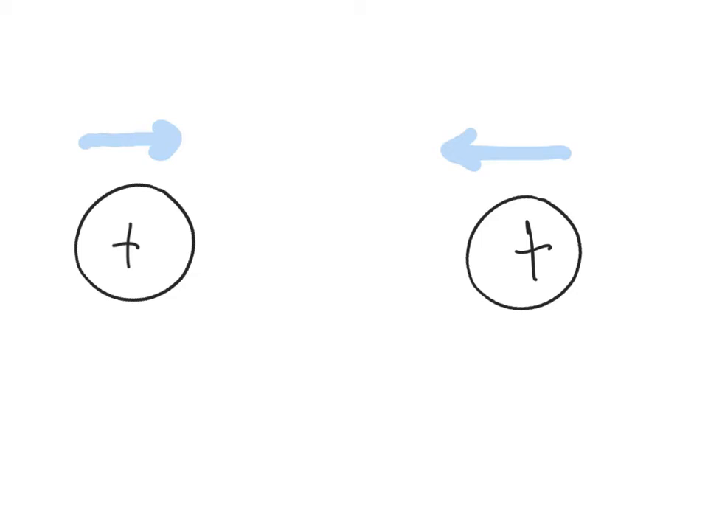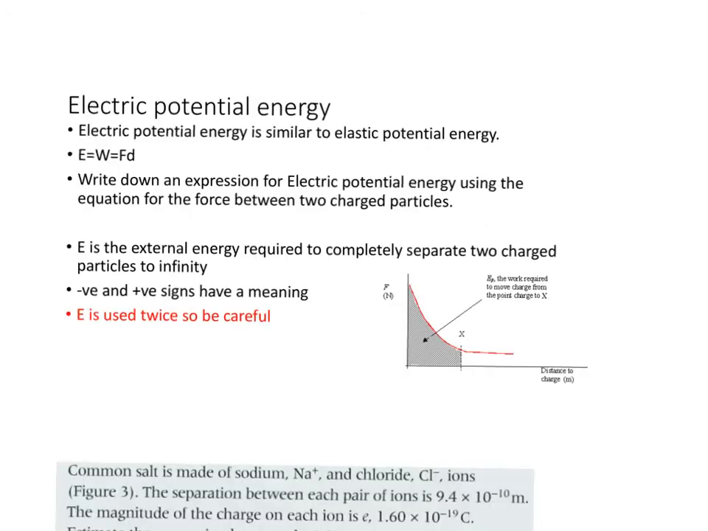So we will continue with the definition. We already know that work done can be calculated using force times distance, the separation between the charges in this case. We also know that the force between two charged particles is given by Qq over 4 pi epsilon naught r squared. The separation between the charges is r.